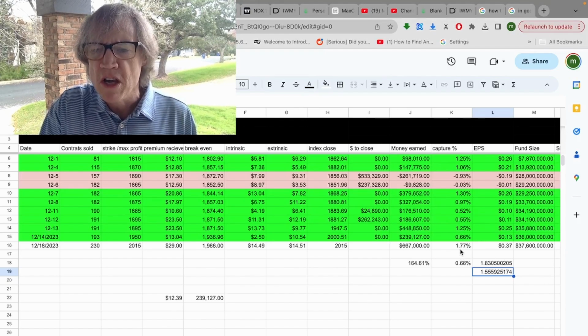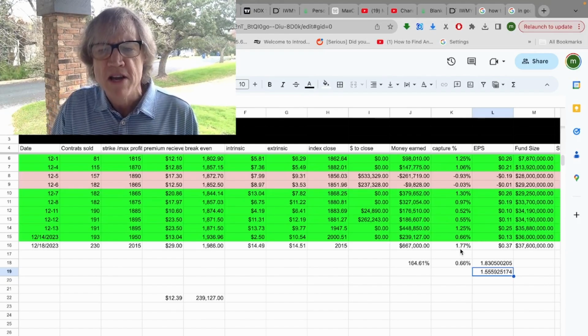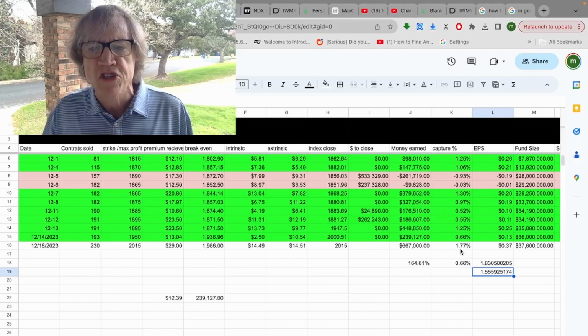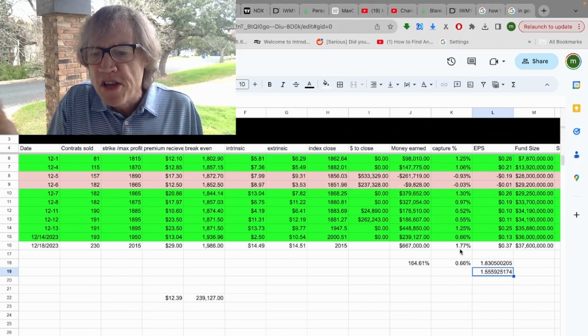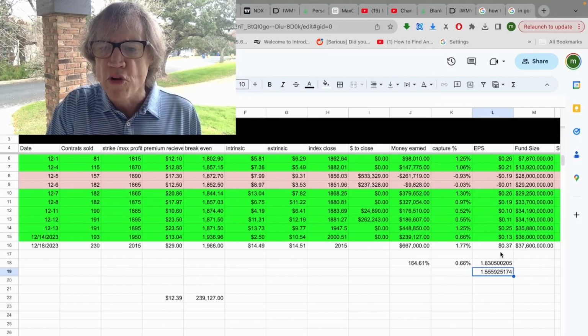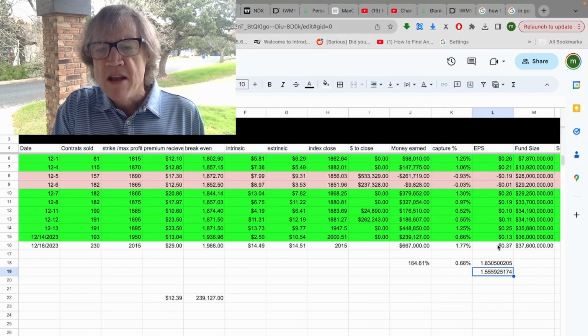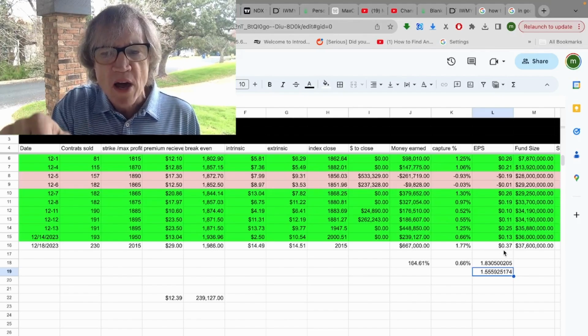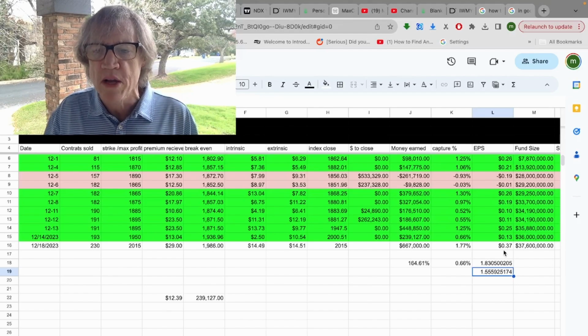Some people don't like to think in terms of percentages. If you want to think in terms of dollars and cents, 177 basis points or 1.77% equals 37 cents a share. And that's how they pay your dividends out, in cents per share. So that's why I show that too. That might be an easier way to look at it. But I show them both.